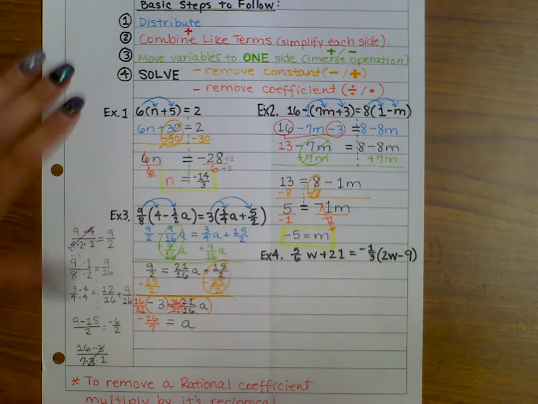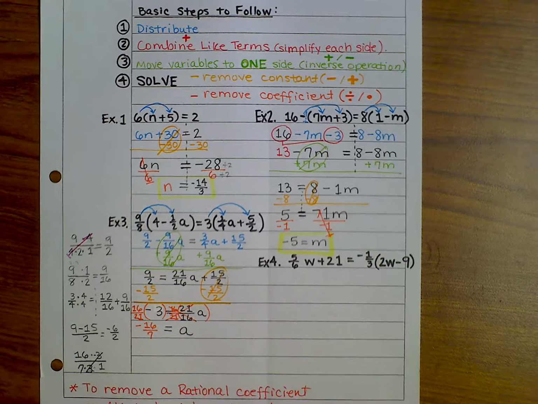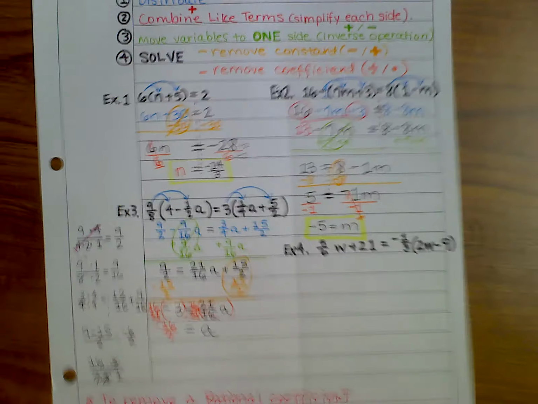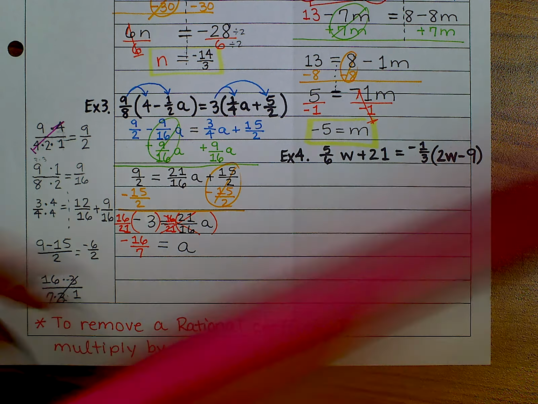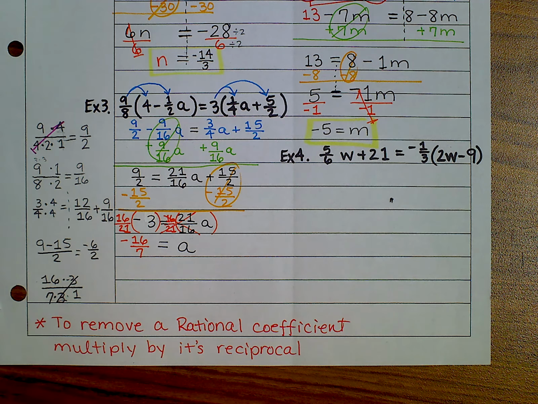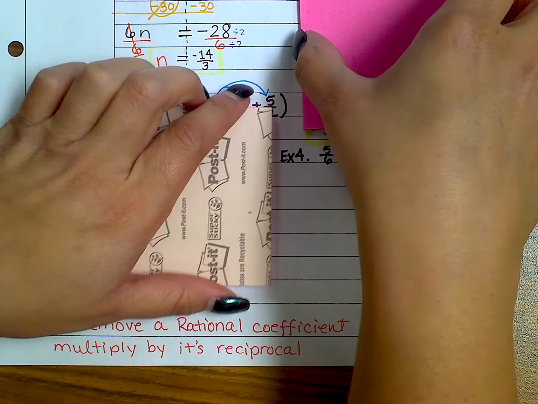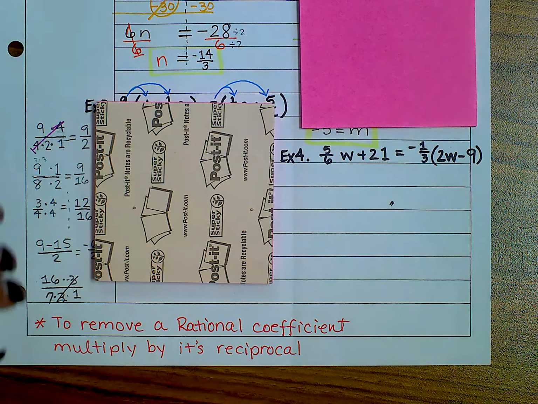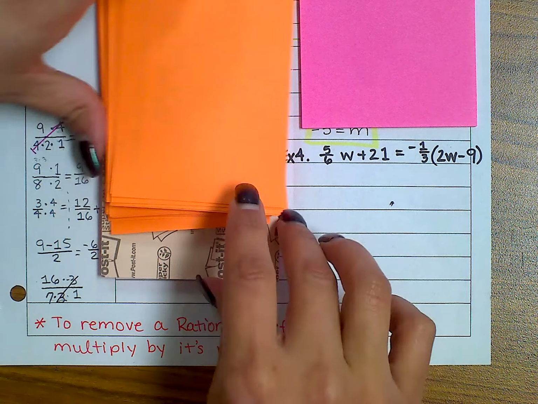Continuing on number 4. Let's go ahead and get this good. There we are. So we had 5/6 W plus 21 is equal to negative 1/3 groups of 2W minus 9. I'm going to do this just so that you guys won't get too confused. All right. You guys don't have to look at anything else.